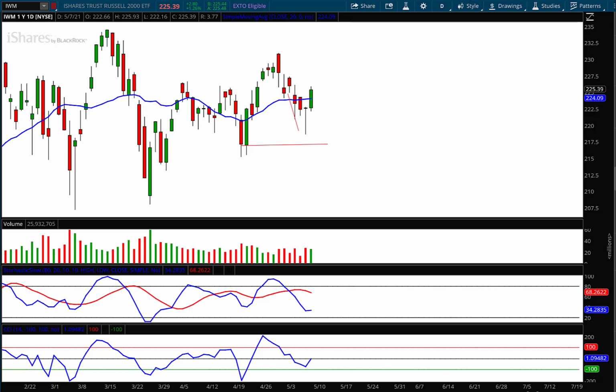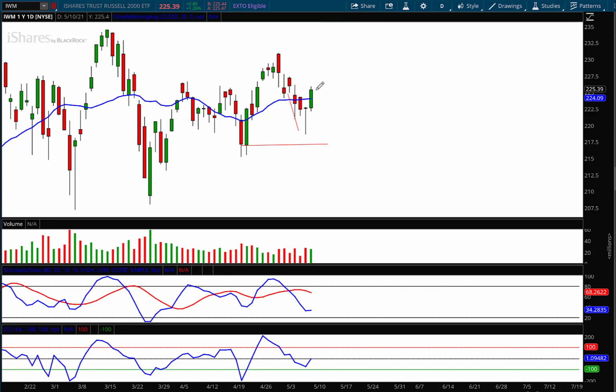Number two, we are very close on the CCI right there, as I magnify that, very close to crossing over this zero line, which is the momentum line. Now, usually we get 2 to 4 days of follow through in the direction of that cross. So if that crosses on Monday, and I think it will, then most likely we will see higher prices on IWM.